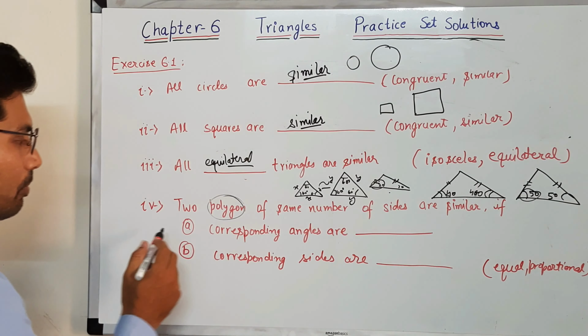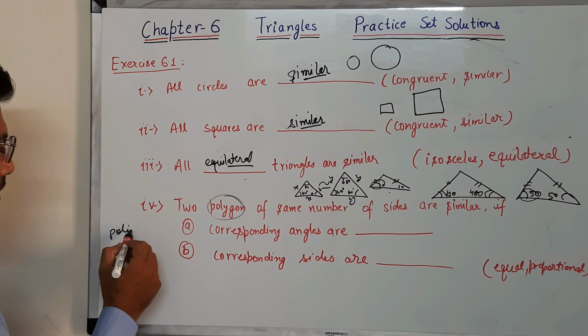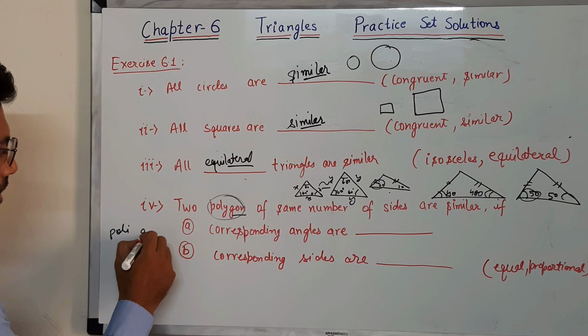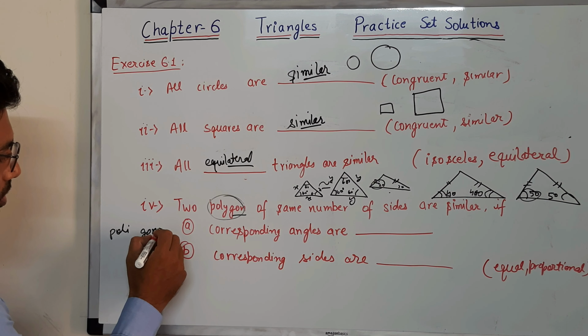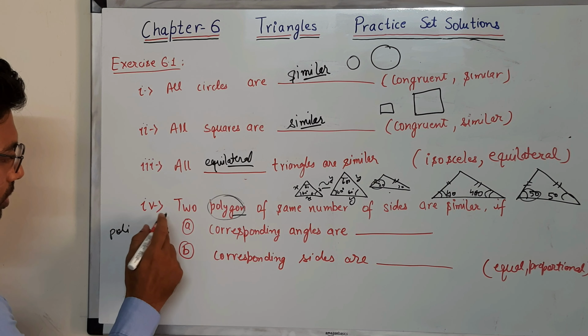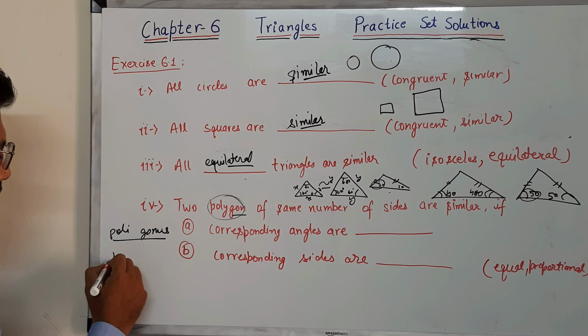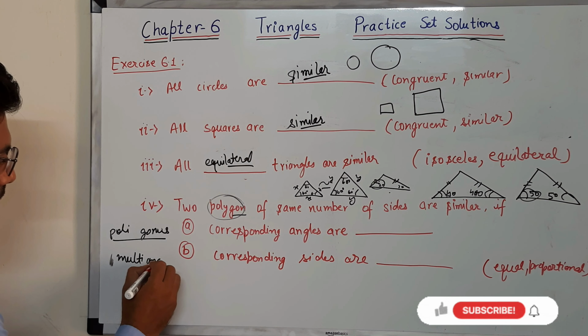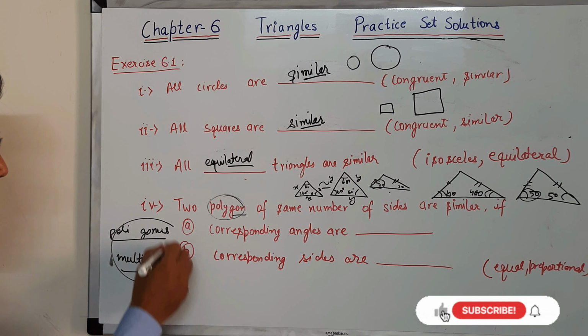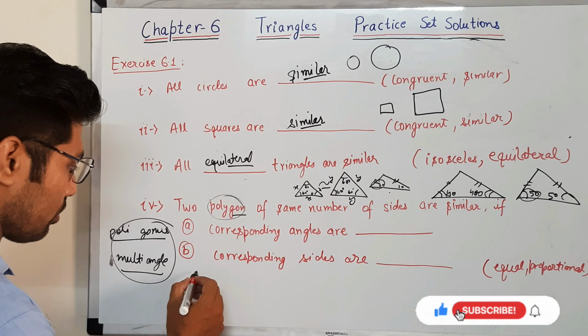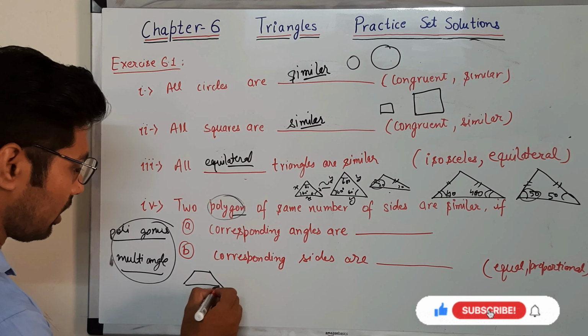What is a polygon? Polygon, "gonus", means multi angles, you can say. So polygons are those shapes which are closed. Means these are closed ones, right?